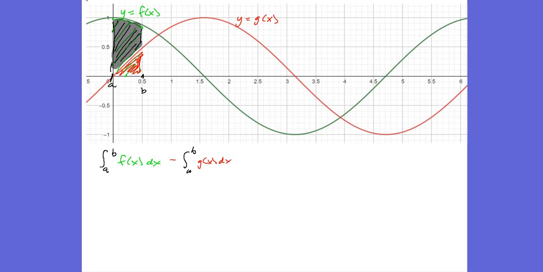Now, what does this mean? This is the same as the integral from a to b of f of x minus g of x dx. So we're subtracting those two functions and finding the integral. Obviously these numbers are not right, but I'm going to put some numbers to these.